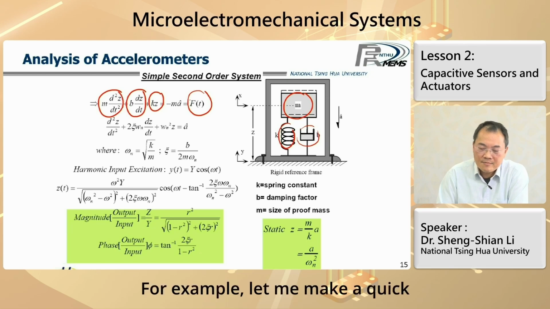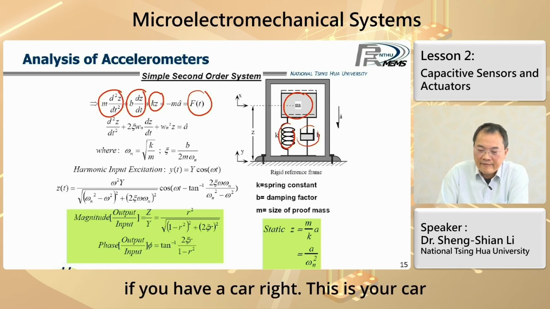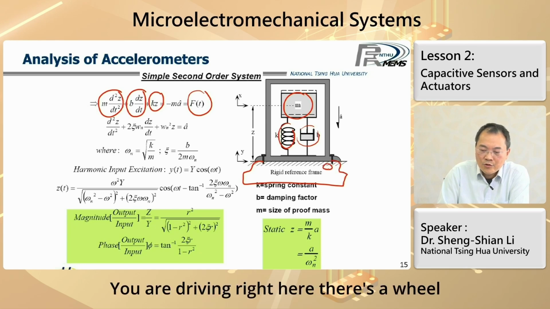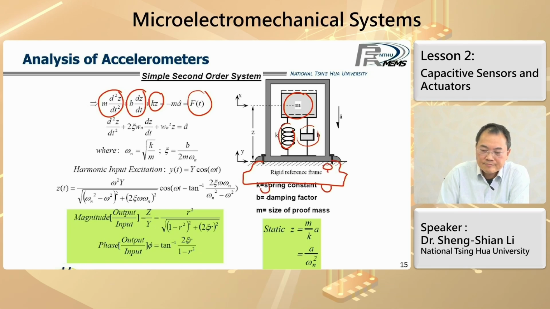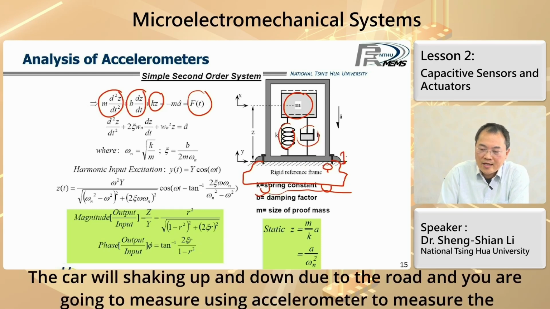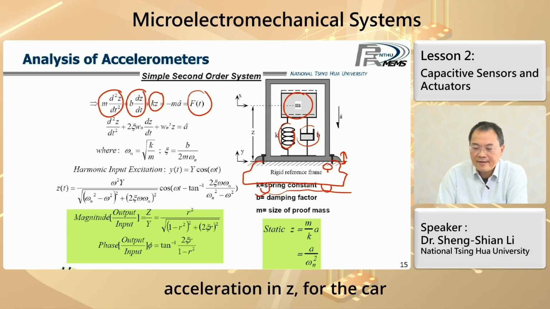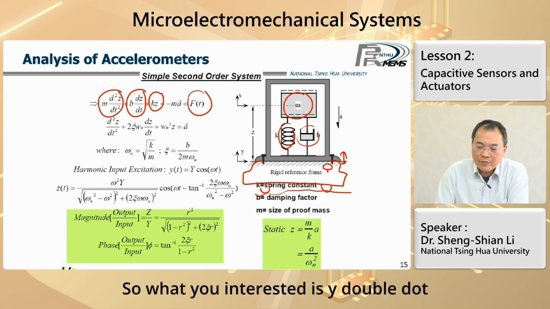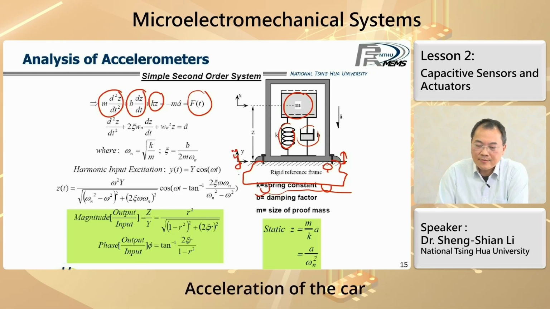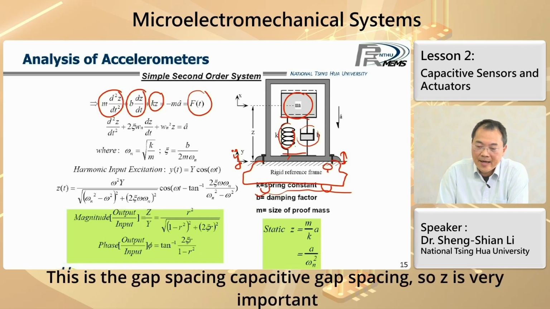Let me make a quick example. If you have a car, this is your car, and you are driving right here. There are wheels on different roads. The car will shake up and down due to the road, and you are going to use the accelerometer to measure the acceleration in Z for the car. So what you are interested in is Y double dot, the acceleration of the car. And for the sensor output, this is the gap spacing, the capacitive gap spacing.